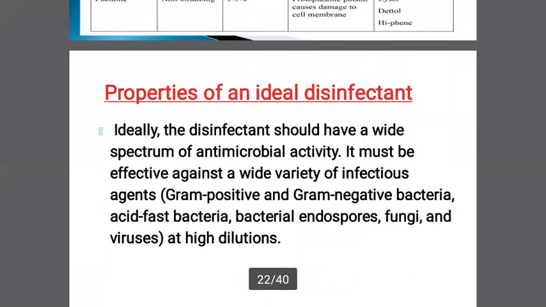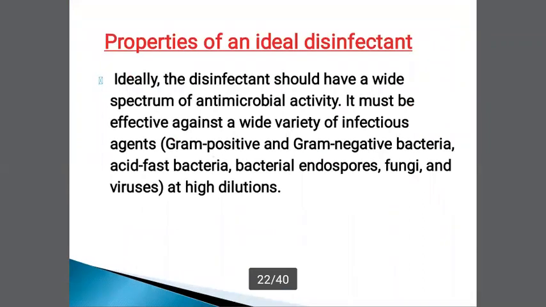Then we will see the properties of ideal disinfectants. How should an ideal disinfectant be? Ideally, the disinfectant should have a wide spectrum of antimicrobial activity. It must be effective against a wide variety of infectious agents, that is gram-positive and gram-negative bacteria, acid-fast bacteria, bacterial endospores, fungi, and viruses at high dilutions.